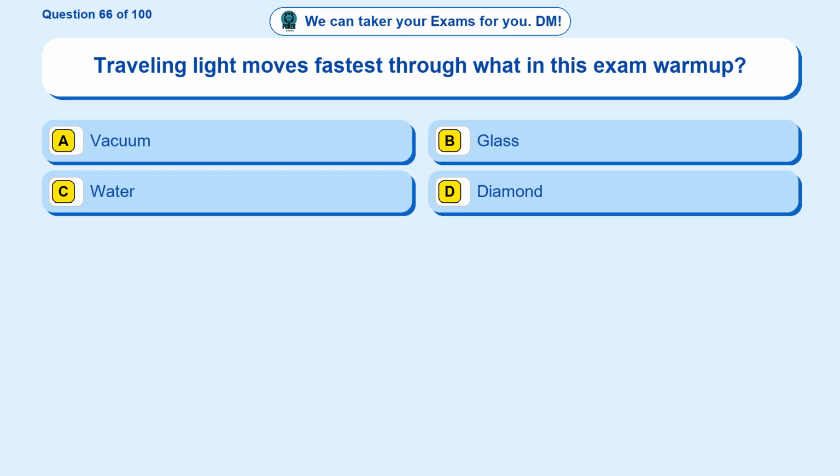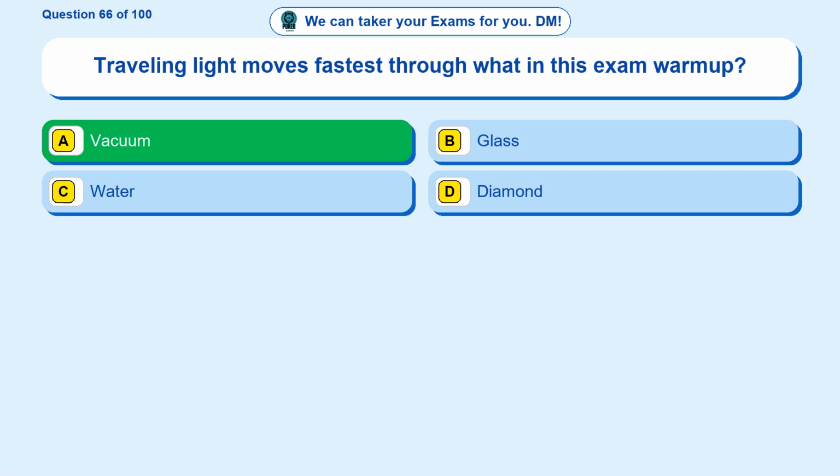Question 66. Traveling light moves fastest through what in this exam warm-up? Option A, vacuum. Option B, glass. Option C, water. Option D, diamond. The correct answer is option A.